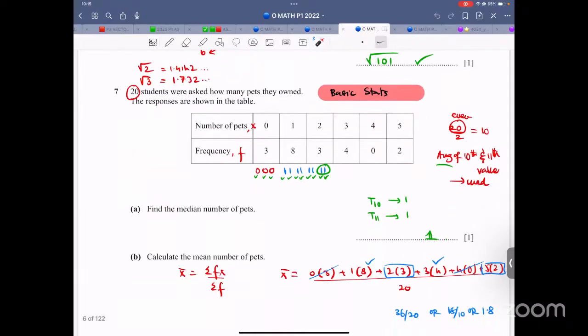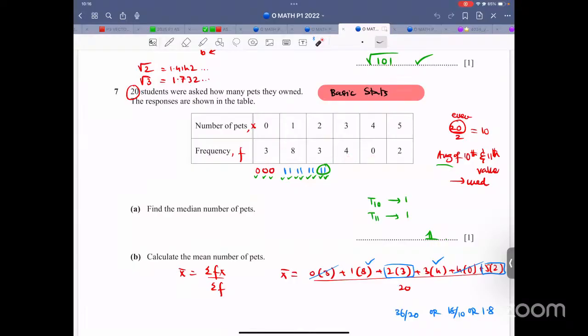20 students were asked how many pets they owned. The responses are shown in the table. Number of pets, that is the frequency distribution for discrete values. This is the corresponding frequencies. Now it says find the median number of pets. Now this 3 zeros means 1, 2, 3 is there. This one is written 8 times and this and this and this and so on.